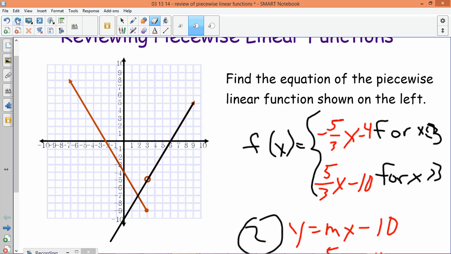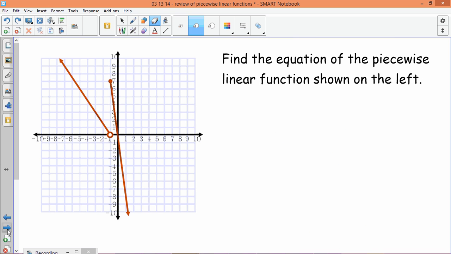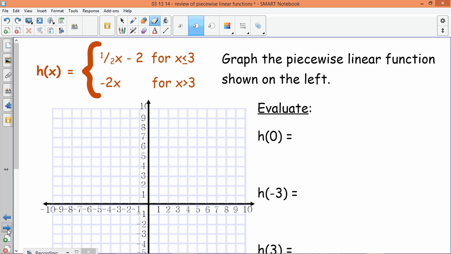Okay, so I'm going to allow you guys to do this next one. Sorry. I'm going to allow you to do this next one on your own, and then I'm going to move on to another problem. This one is exactly the reverse. I am given the piecewise function and asked to graph it.